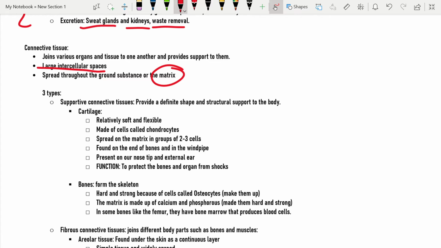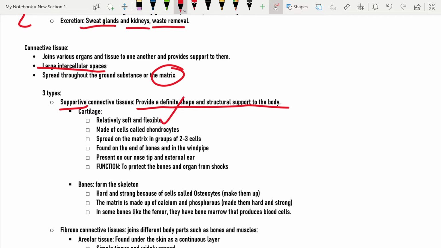Supportive ones. Now they provide a definite shape and structural support to the body, as the name suggests. Now let's take cartilage. There are two types of this supportive connective tissue, which are cartilage and bones. Let's go into cartilage first. They're relatively soft and flexible.